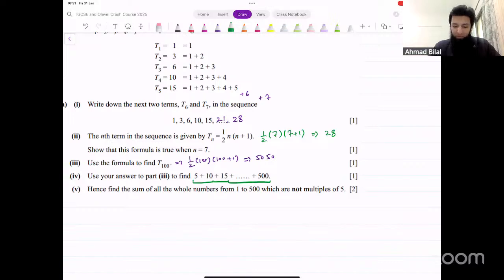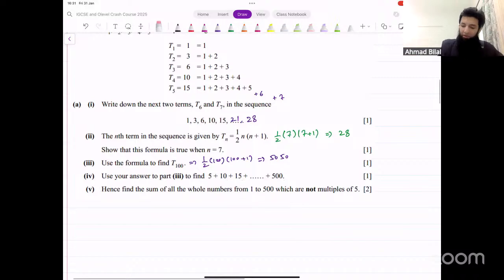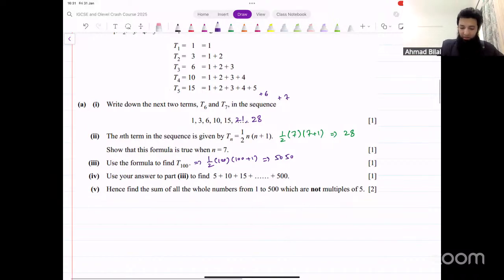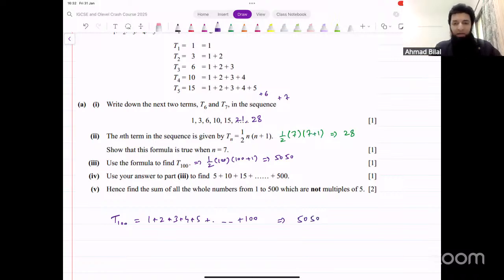It says use your answer to part 3. What have we done in part 3? In part 3, we have found T100. What was T100? We are basically adding all of these numbers, 1 plus 2 plus 3 plus 4 plus 5, all the way, look at this pattern, up to 100. And the result turns out to be 5050.